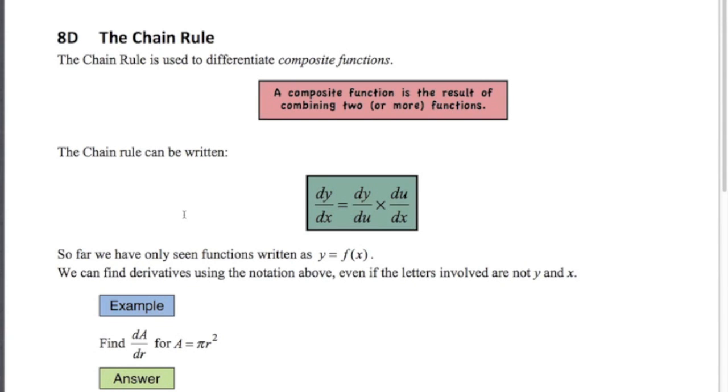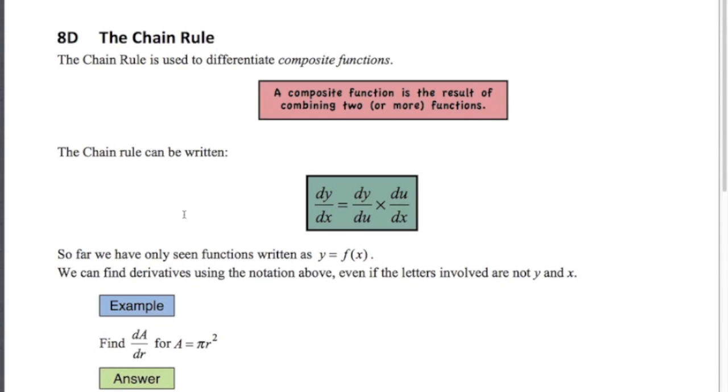So the chain rule is used to differentiate composite functions. If you're not sure what a composite function is, you may need to go back to the videos in the functions topic where we talk about what a composite function actually is. A little definition here: a composite function is the result of combining two or more functions.